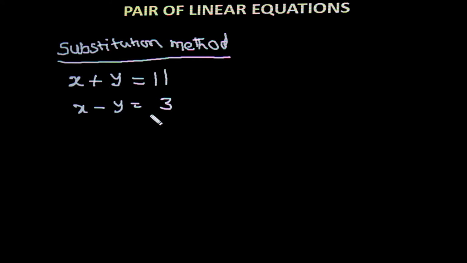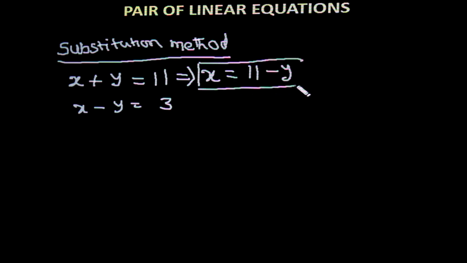Now we calculate by the method of substitution. For this, write this equation with x as the subject. x is equal to, bring y to the RHS, that becomes 11 minus y. x plus y is equal to 11, so x is equal to 11 minus y, since plus y becomes minus y. You have to substitute this value of x in the second equation.